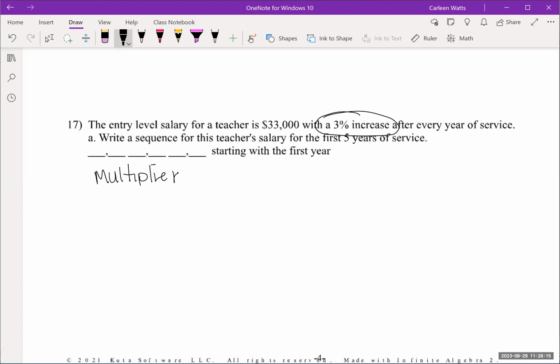Okay. Not done. That is not the multiplier. What do I need to do? Look at the problem above. If it's increasing, it's 1 plus 0.03. So the multiplier is 1.03. If it was decreasing, it would be 1 minus 0.03, right? It'd be 0.97.